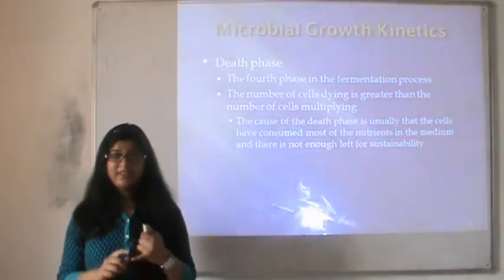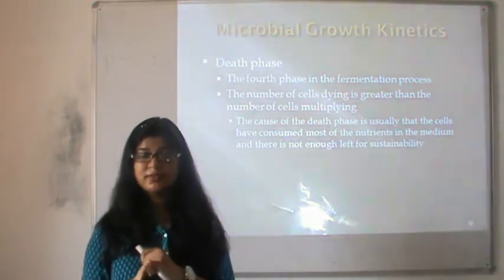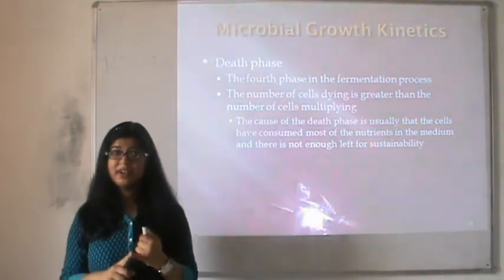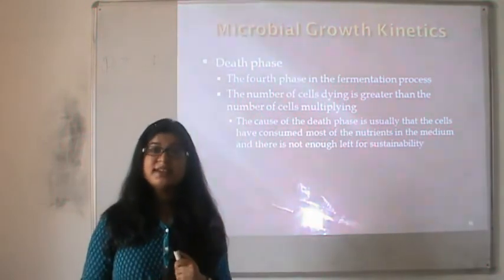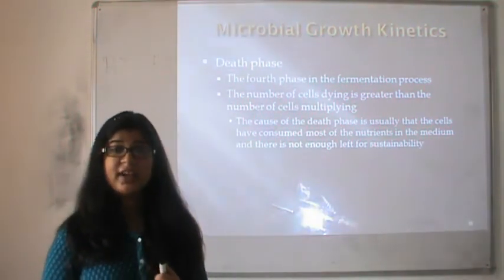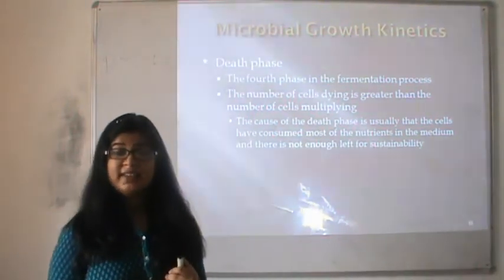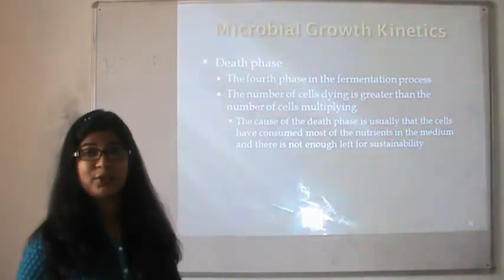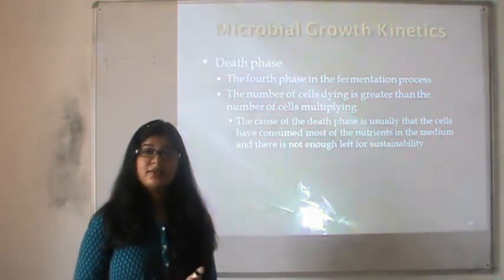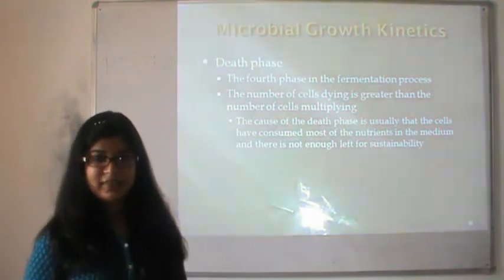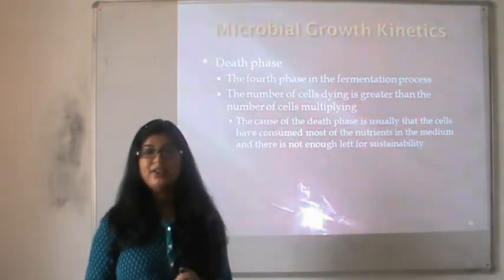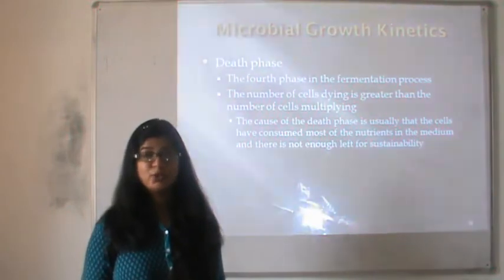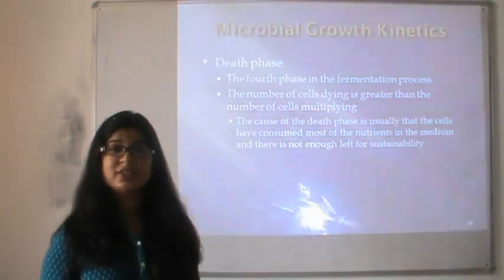So, we again recap the microbial growth phases. First phase in microbial growth is lag phase, in which the cell adjusts itself to the new environment. Second one is exponential phase, in which cell number increases and they consume nutrients. Third one is stationary phase, in which cell growth becomes constant and the number of cells forming will be equal to the number of cells dying. That is, cell growth is constant. And fourth is death phase, in which cells die because there are not enough nutrients left on which cells can rely.